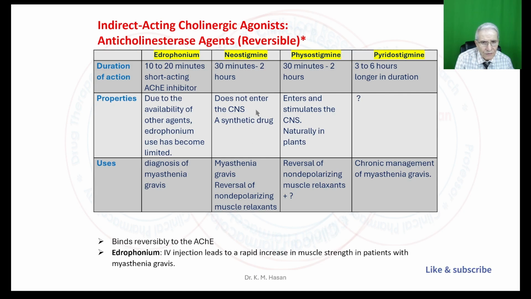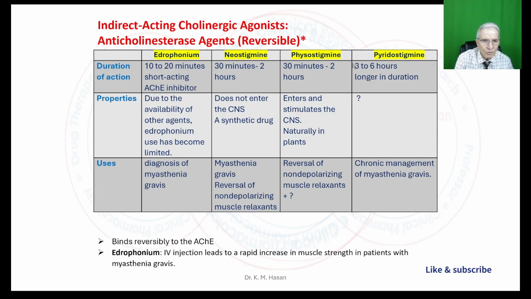Moving to physostigmine. Physostigmine is similar to neostigmine, with a duration of 30 minutes to 2 hours. The difference between neostigmine and physostigmine is that physostigmine is able to enter the central nervous system and cross the blood-brain barrier. Then we can use physostigmine to reverse non-depolarizing muscle relaxants.